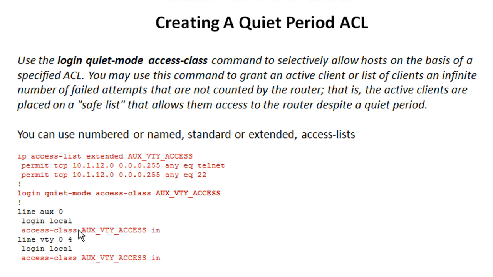Best practice is to have an access class specified inbound on your auxiliary and your VTY lines, so that you don't just allow anybody that has reachability to an IP address on your box to access it. In this case, what this would do is say, this is what we want at all times. We only want to allow Telnet and SSH access to our auxiliary and VTY lines.